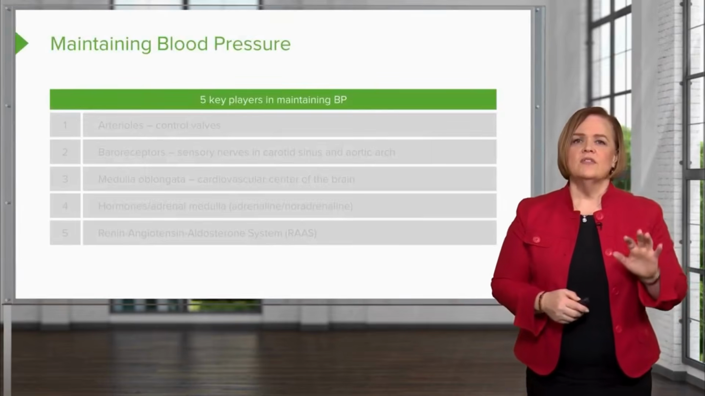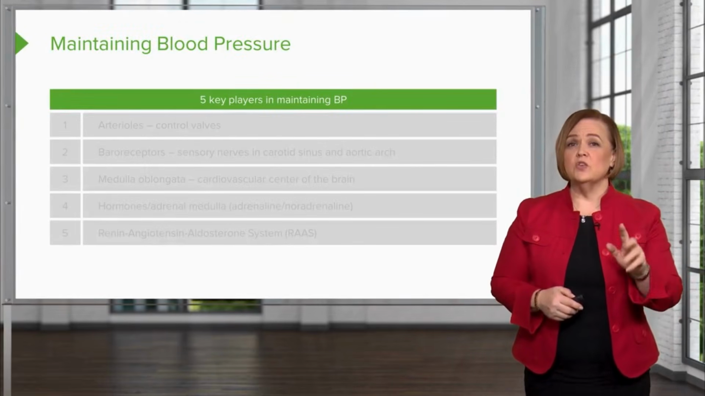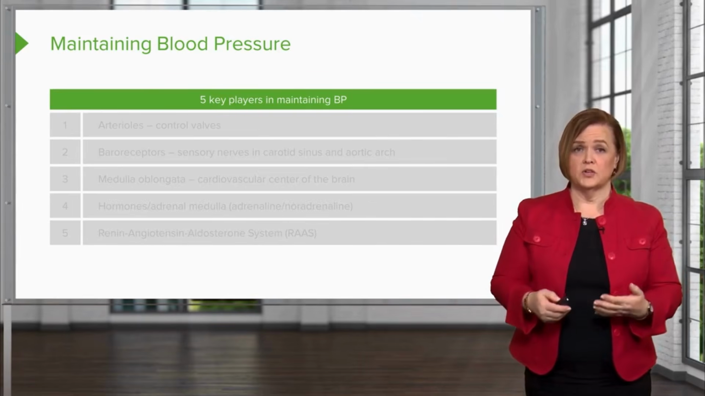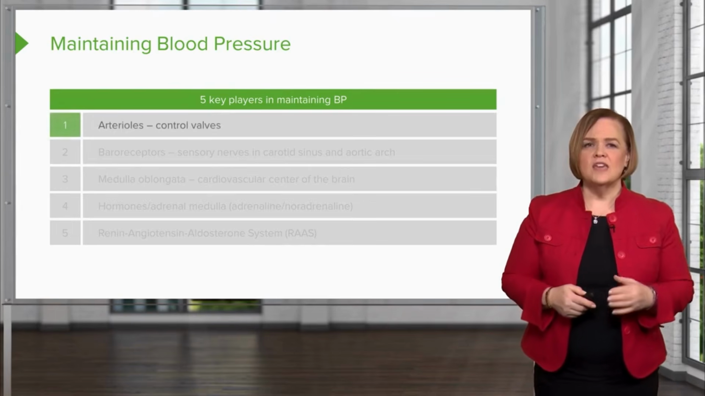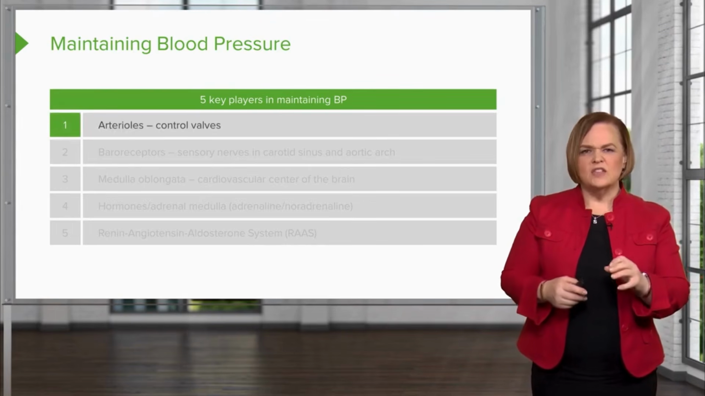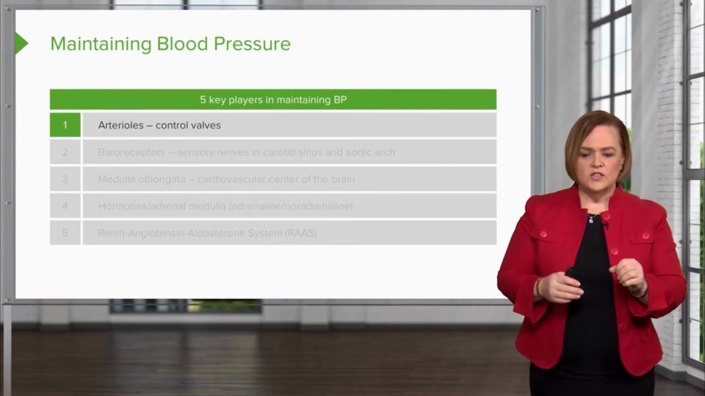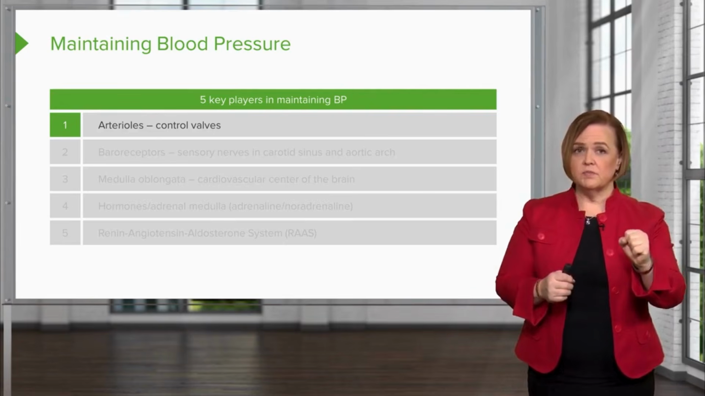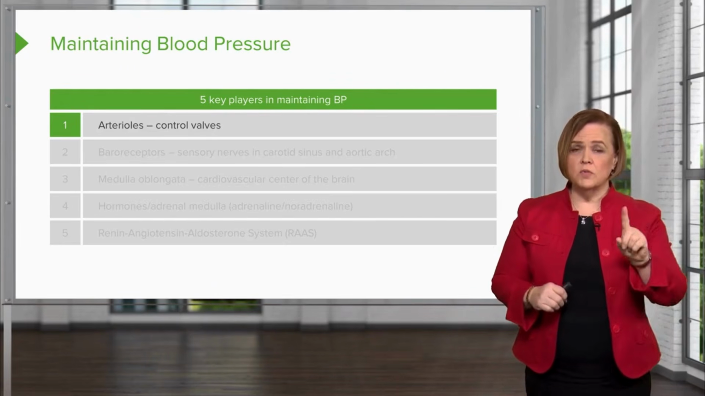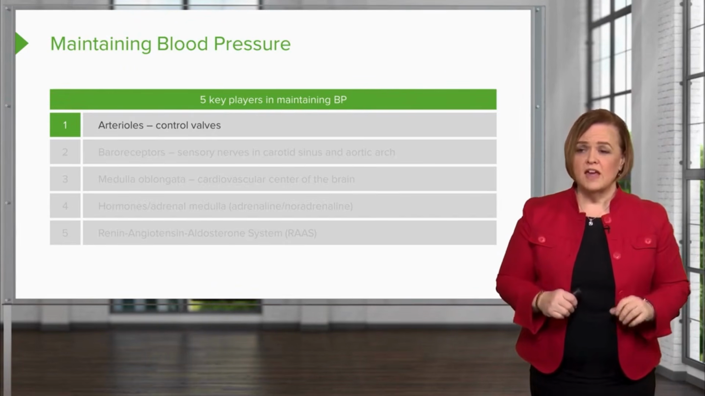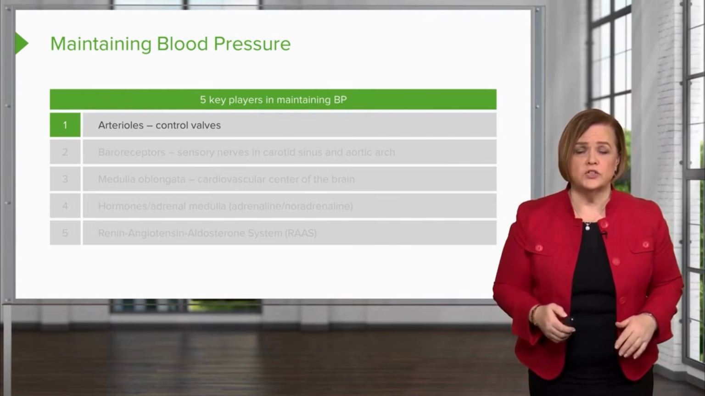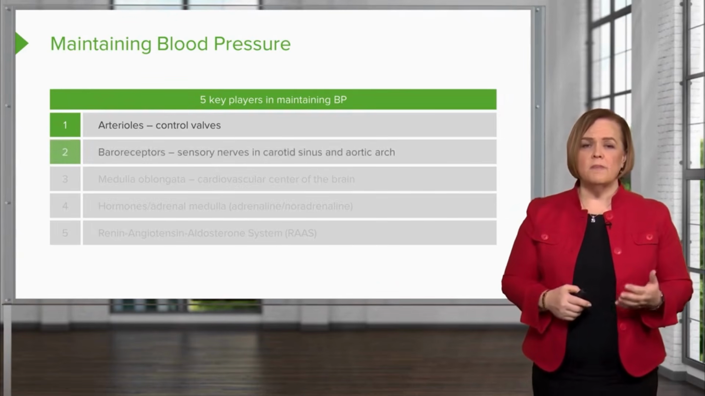So let's look at the 5 key players in your body for maintaining a normal, adequate blood pressure, okay? Number 1 are the arterioles. They're kind of like the control valves. So if we can impact those arterial valves, we can have a really significant impact on blood pressure. So number 1 are the arterioles. Think of them as the control valves for maintaining a certain level of pressure in your system.